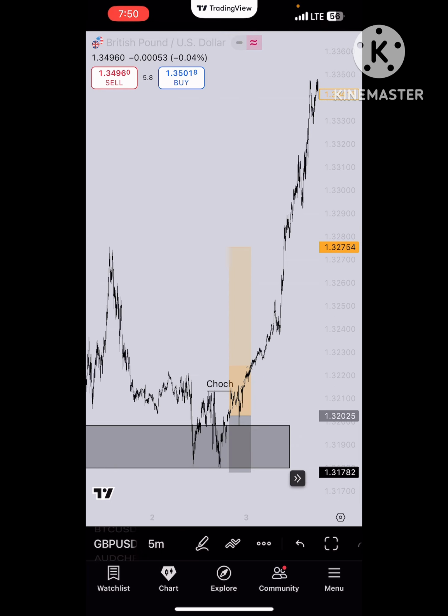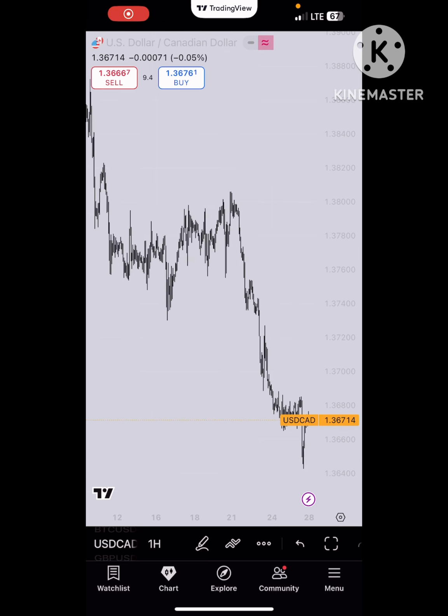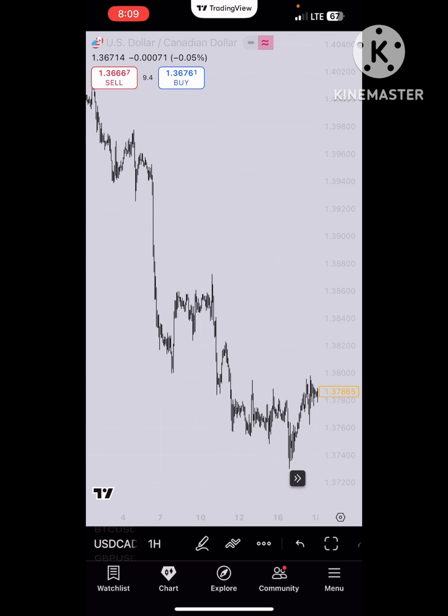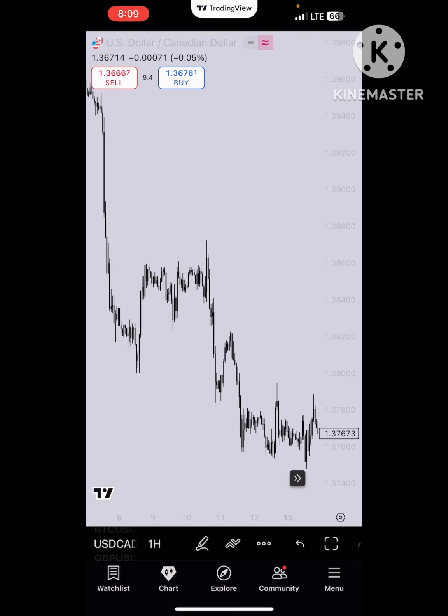So let's take one more example so that you guys can truly understand this. This is the second example on USD CAD. I'm on the 1 hour time frame. So this is how you do it. If you're on the 1 hour, your lower time frame entry will be on the 5 minutes. If you're on the 4 hours, your lower time frame entry will be on the 15 minutes. If you're on the daily, then your lower time frame entry will be on the 2 hours. So that's how it works.